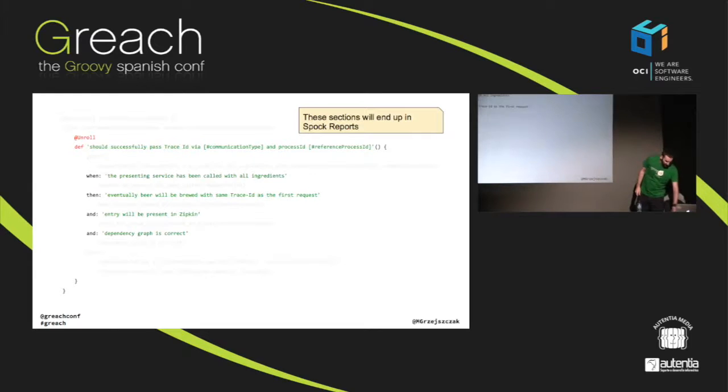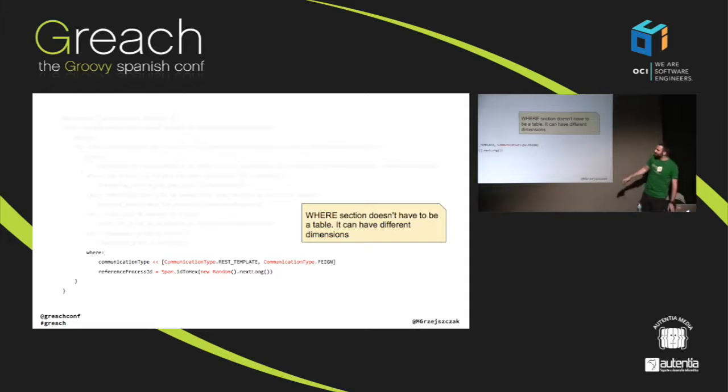Now, yesterday, I don't remember who, but somebody mentioned Spock Reports. This is awesome. Start using that. Here, you can see the labels that Spock Reports will take into consideration when building the final report. You can read it like a book, right? The presenting service has been called with all ingredients. Eventually, beer will be brewed with the same trace ID as the first request. An entry will be present in Zipkin and the dependency graph is correct. If somebody doesn't understand that, I don't know how to write it otherwise, right?